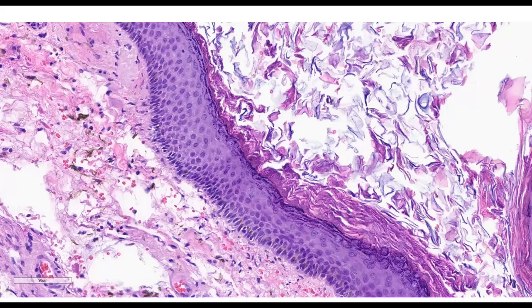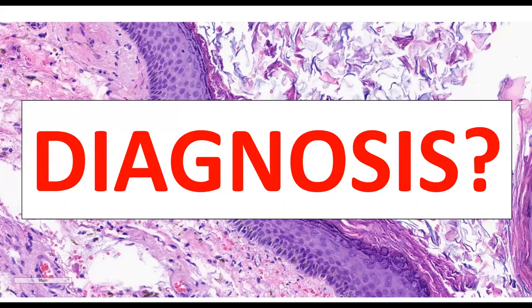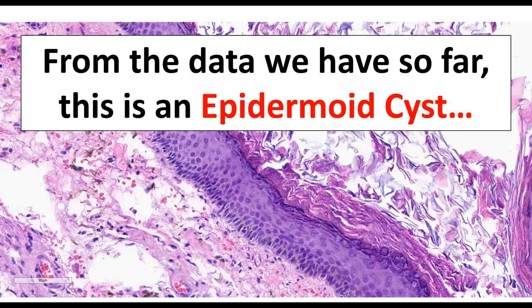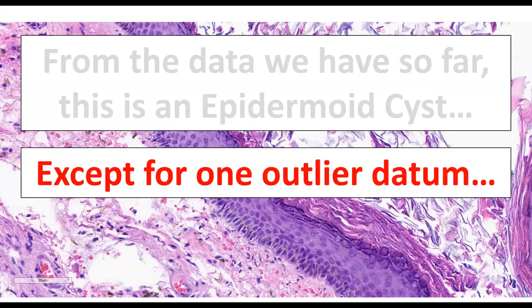And then here is the lining. Let's go to higher power. So you can see the stratified squamous epithelium. It's got that granular layer. You can see the outer, and then there go the squames, shedding the squames. So the diagnosis. All right. From the data we have so far, this is an epidermoid cyst. It fits. Restricted diffusion. The whole bit. Except for one outlier datum.